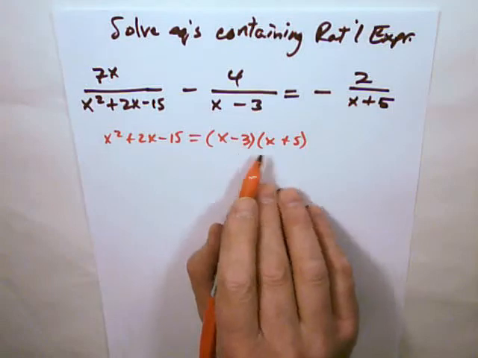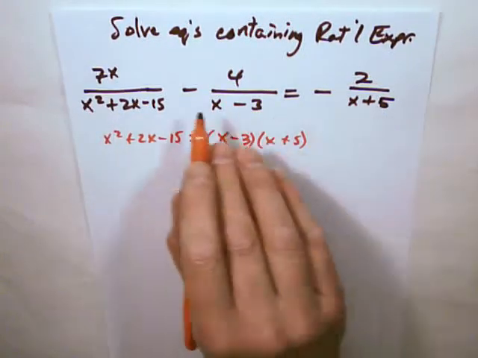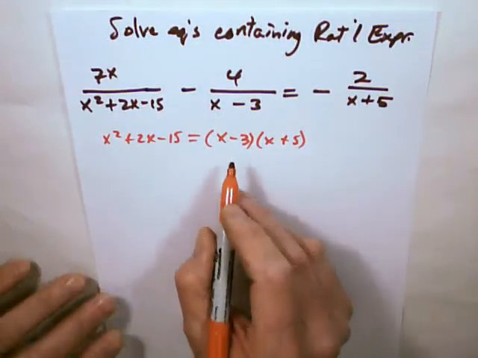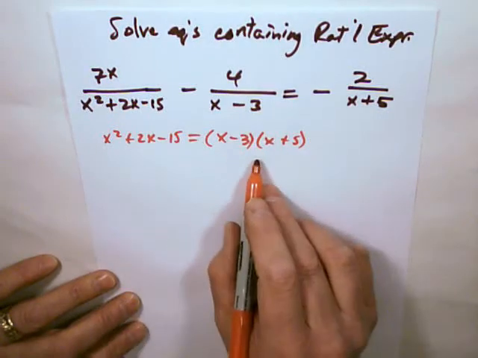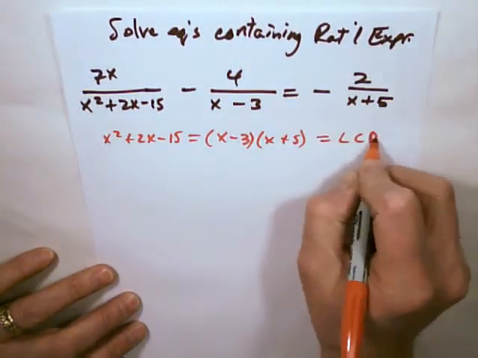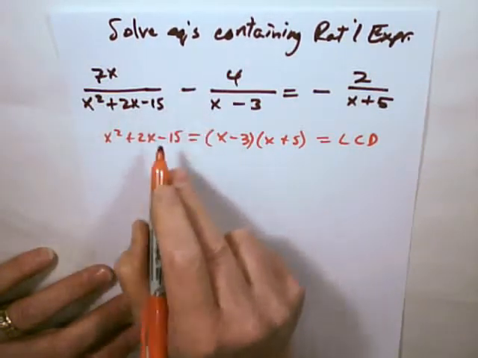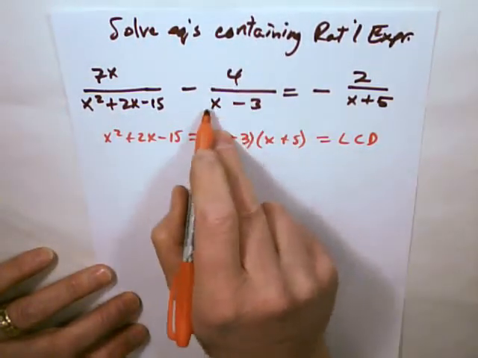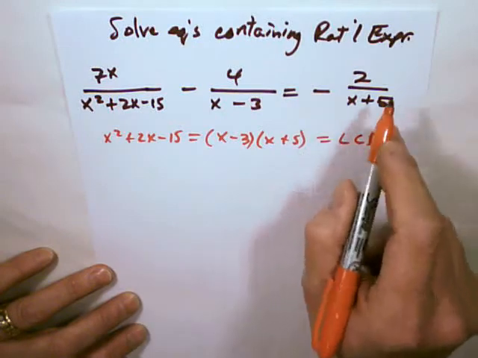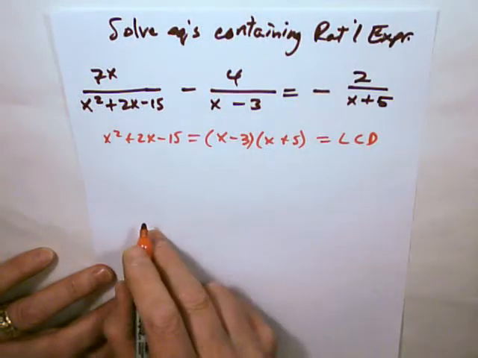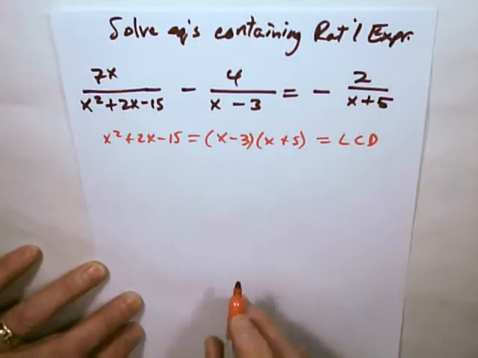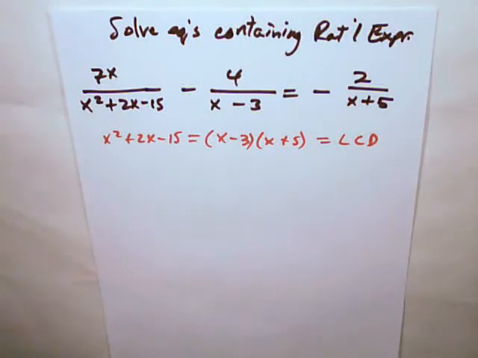Here's what I'm going to do, though. I'm going to take this LCD and multiply both sides of the equation by that. In other words, I'm going to take x minus 3, x plus 5 as the LCD, and multiply this whole big rational minus the LCD times this rational expression equals the LCD times this rational expression over here on the right. Let's work out the details over on the left-hand side first.